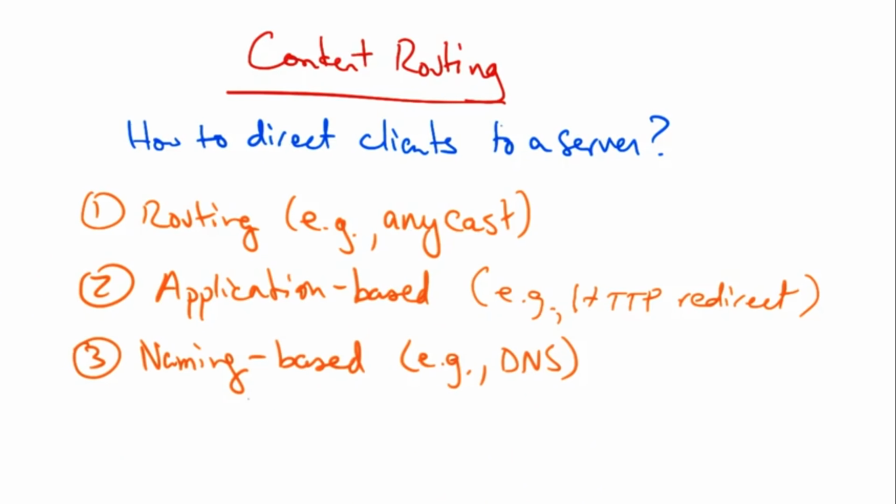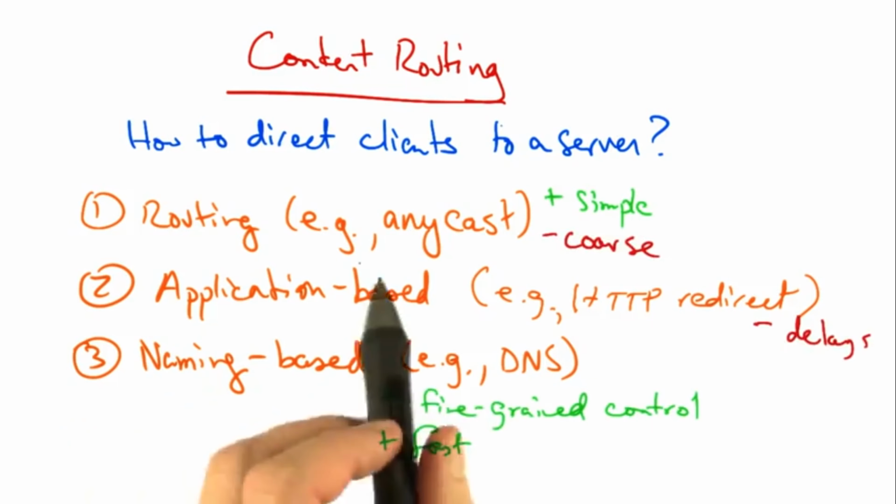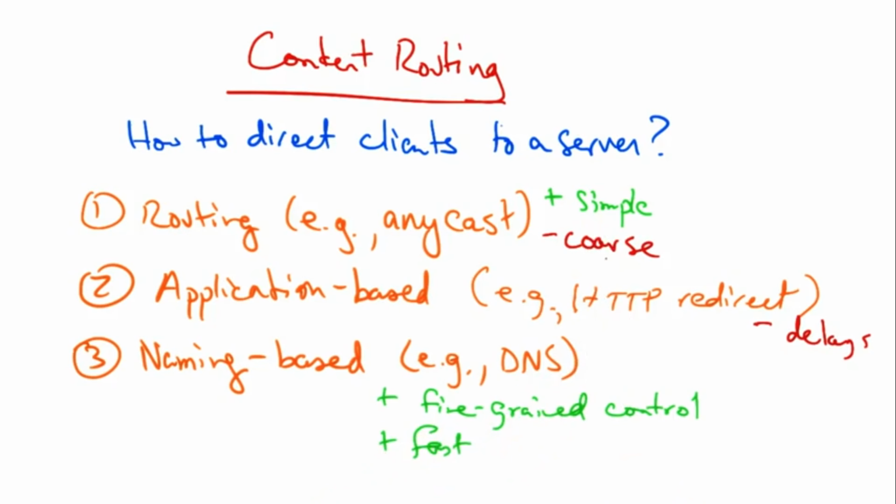The third and most common way that server selection is performed is as part of the naming system, using DNS. In this approach, a client looks up a particular domain name, such as google.com, and the response contains an IP address of a nearby cache. Naming-based redirection provides significant flexibility in directing different clients to different server replicas. So in summary, routing-based redirection is simple, but it's very coarse. Application-based routing is also fairly simple, but it incurs significant delays, which operators really care about, as well as users. Naming-based redirection provides fine-grained control, and it's also fast.